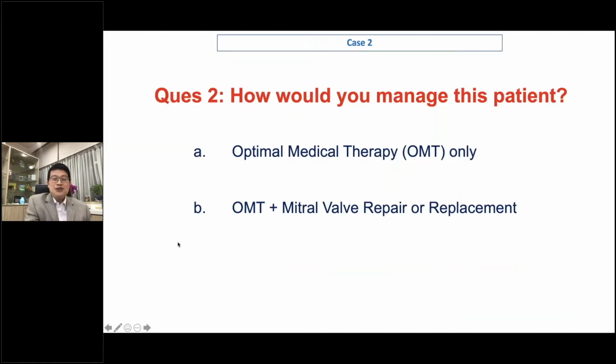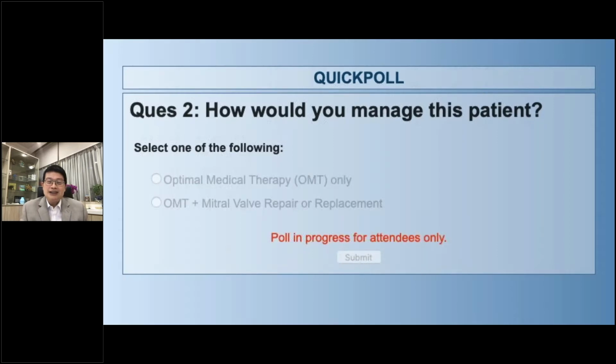So we have a question for you again. How would you manage this patient? Optimize medical treatment, or recommend a mitral valve repair or replacement in addition to optimal medical treatment?